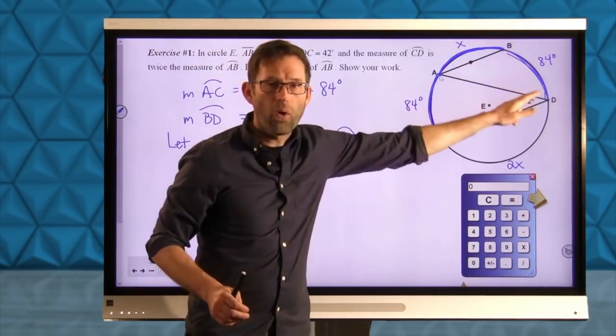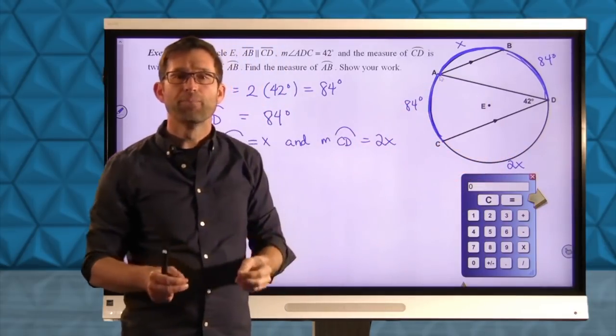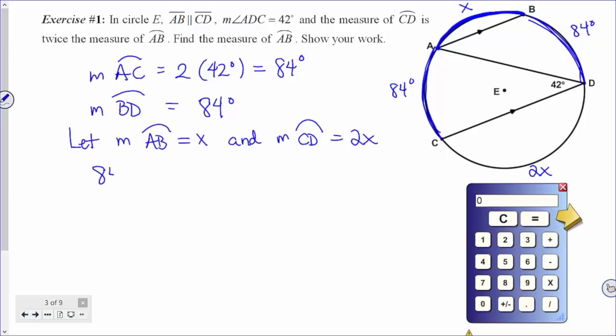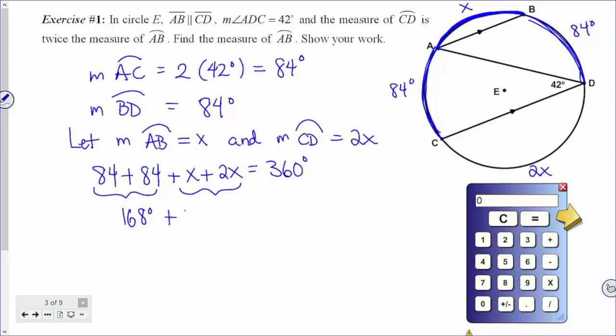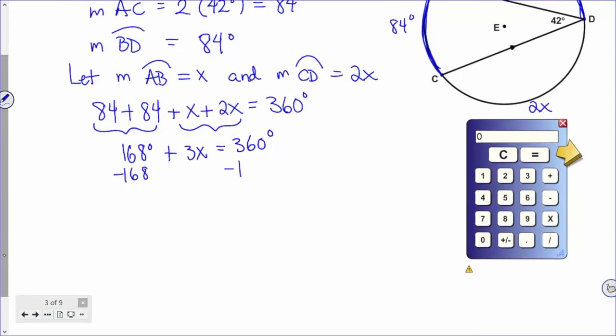Well, if I add up all the arcs as I go around the circle, I must have a sum of 360 degrees. In other words, if I've got 84 plus 84 plus x plus 2x, that's all got to add up to 360 degrees. Of course, the 84 plus the 84 will add up to 168 degrees. The x and the 2x will add up to 3x. All right, obviously now I can do just a little bit of algebra by subtracting 168 from both sides.